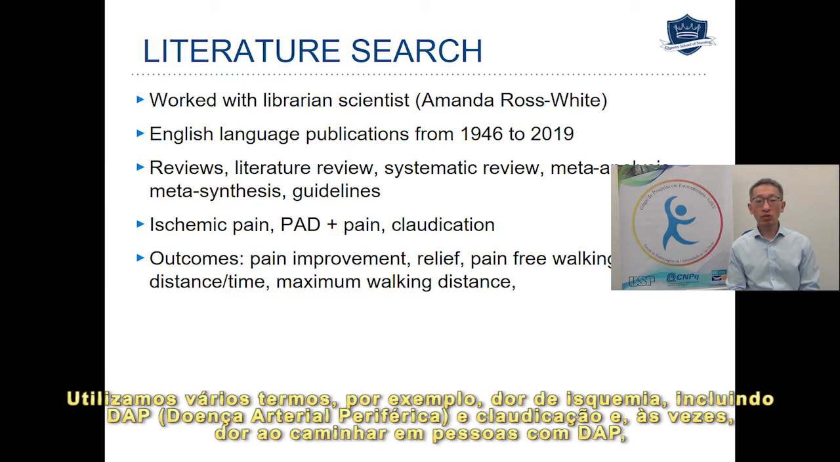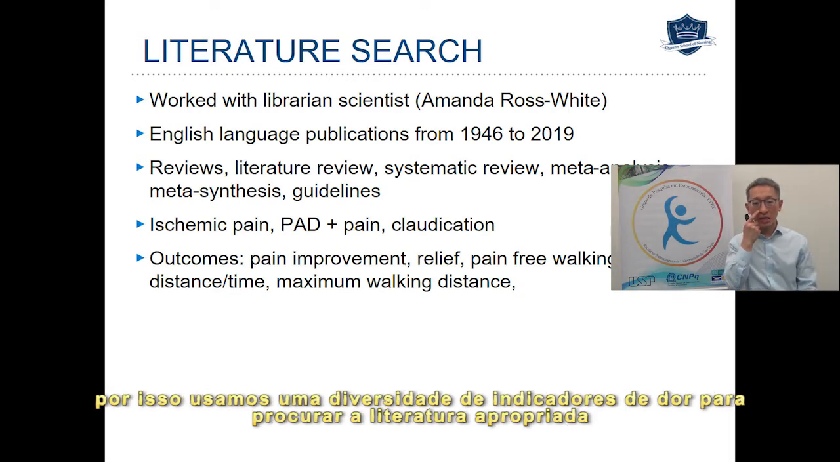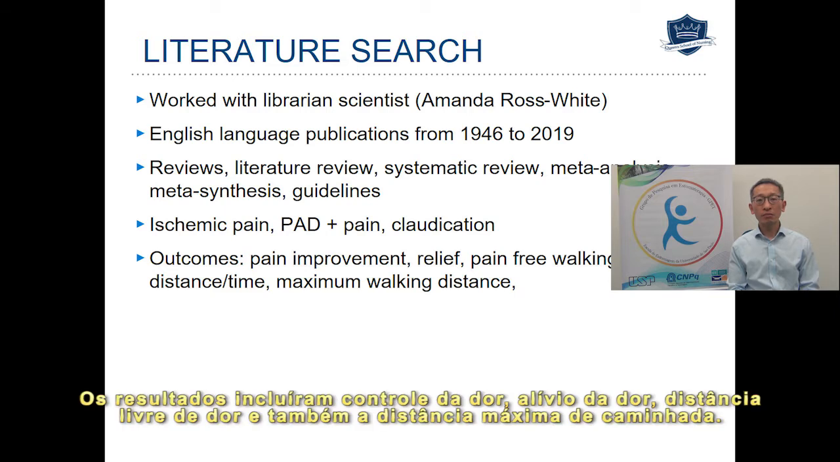So we used a number of terms. It could be ischemic pain, including PAD, peripheral artery disease, and claudication. And sometimes it's about pain with walking in people with PAD. So we used a diversity of pain indicators to search for the appropriate literature. The outcomes, including pain management, pain relief, pain-free walking distance, are often reported in the literature, and also the maximum walking distance.